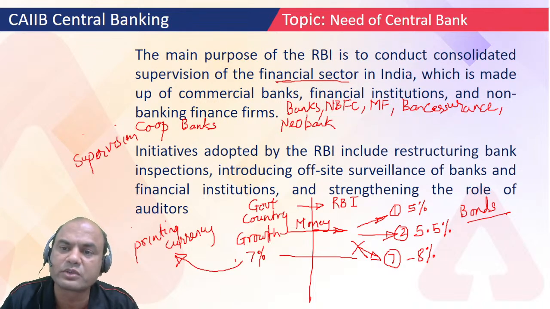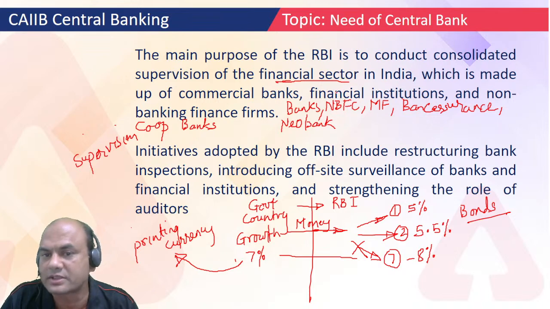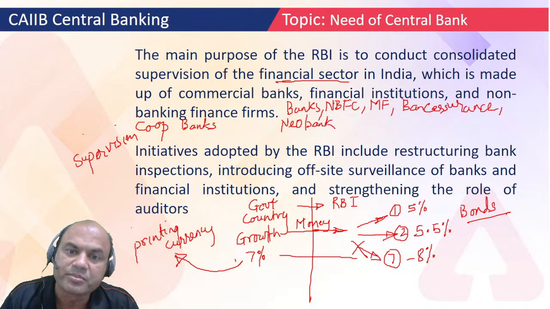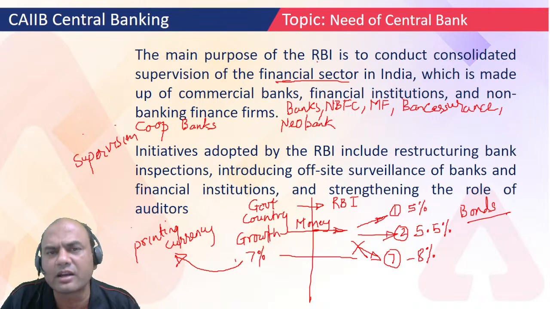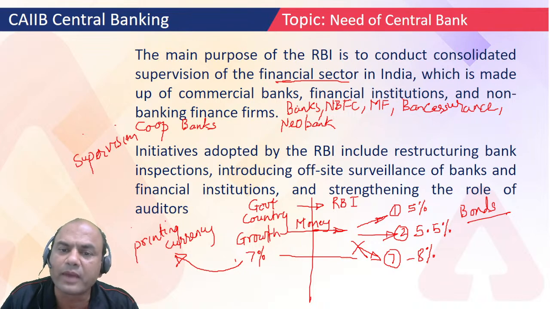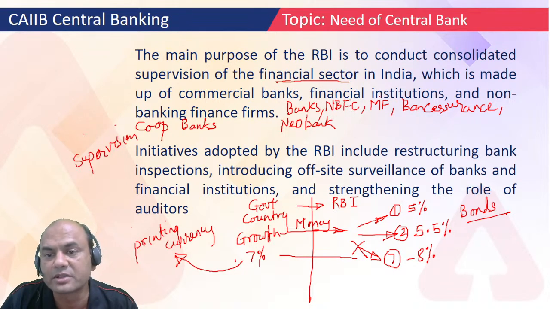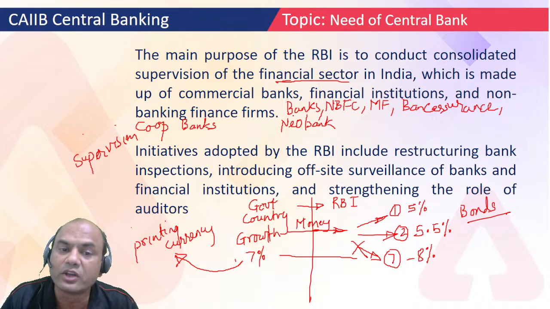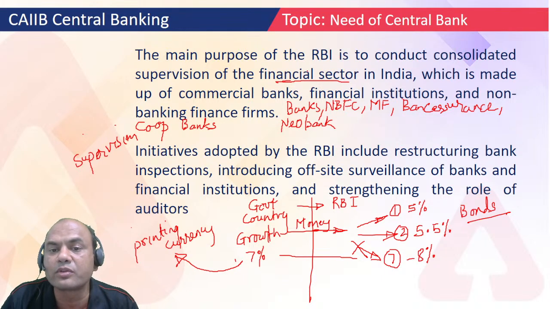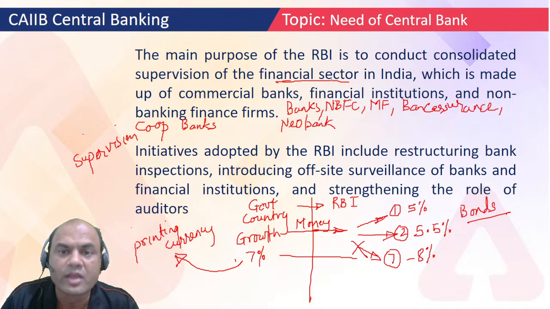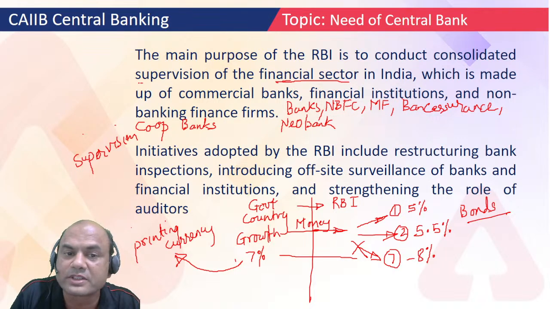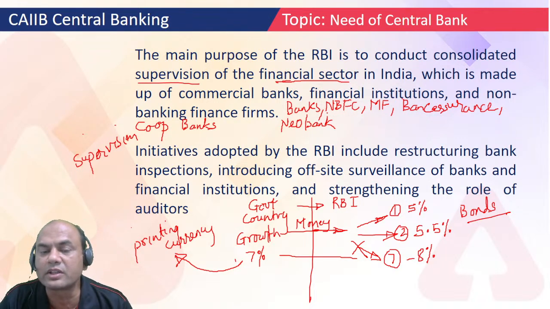The main purpose of RBI is to conduct consolidated supervision of the financial sector, which is made up of commercial banks, financial institutions and NBFCs, non-banking finance firms. Any financial sector, in any country, not only India, is always made of banks, NBFCs, mutual funds, bancassurance meaning insurance companies, neo banks, the new banks which have come up, and cooperative banks. So RBI conducts consolidated supervision of all these institutions.